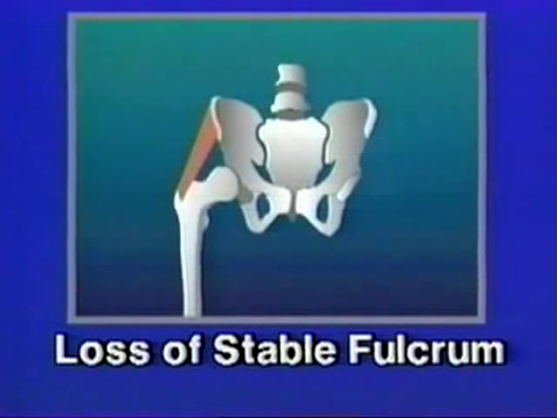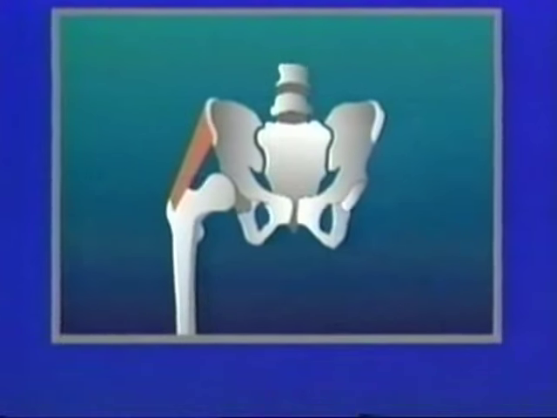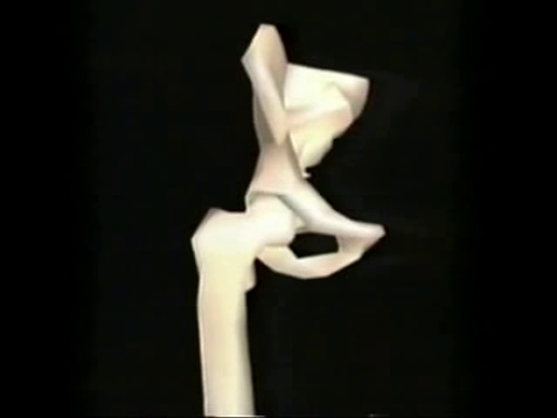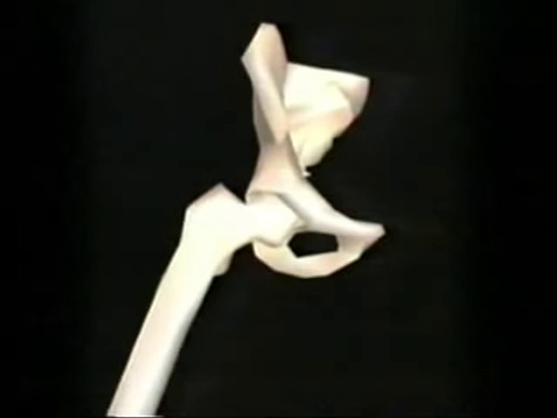Hip subluxation results in a loss of a stable fulcrum because the femoral head is not completely covered by the acetabulum. Normally, the stable axis of the femoral head in the acetabulum creates a fulcrum from which the femur can pivot.